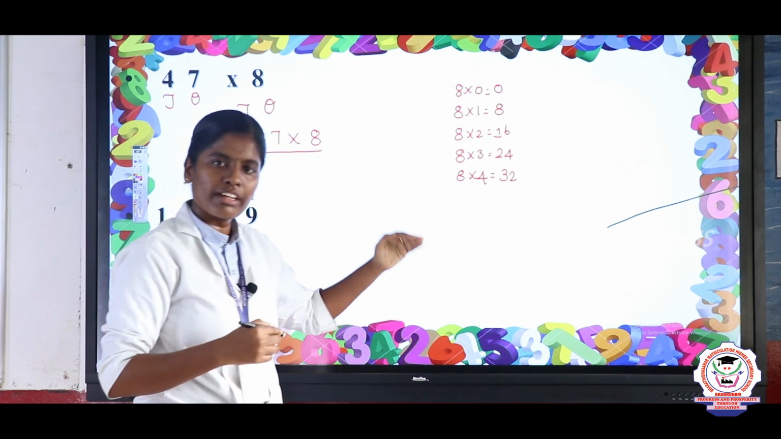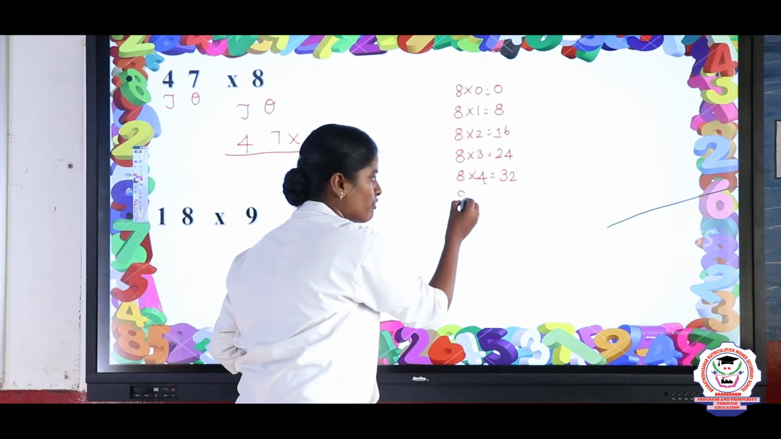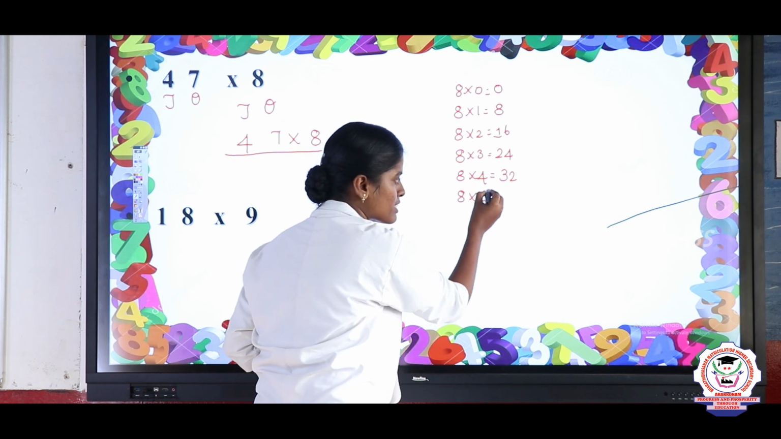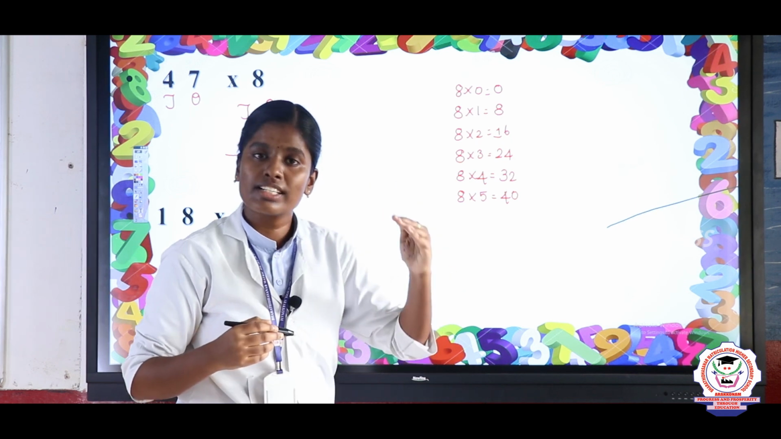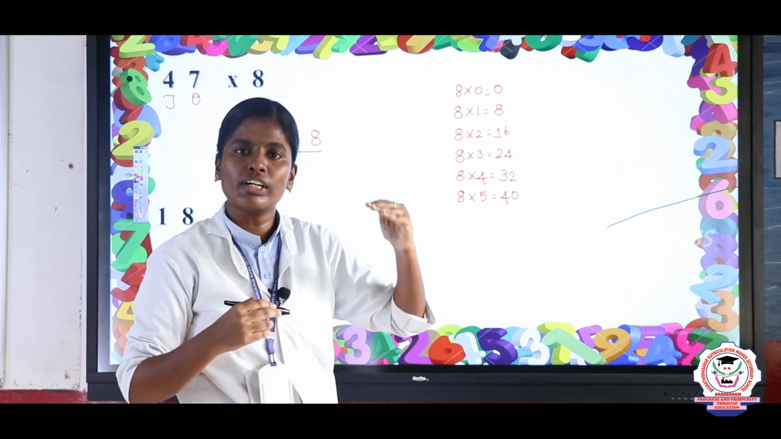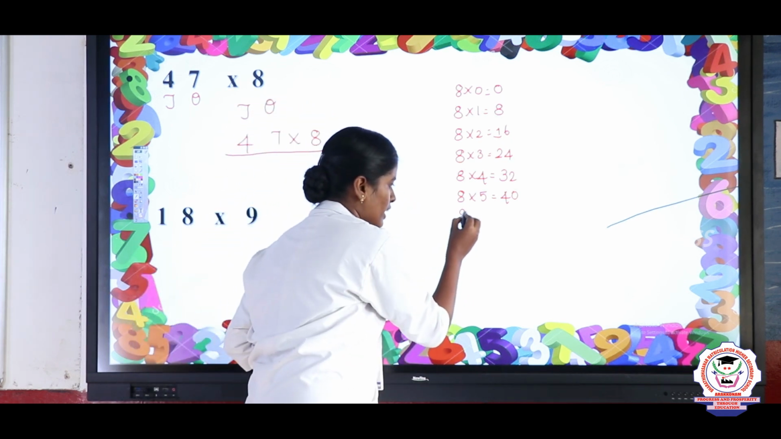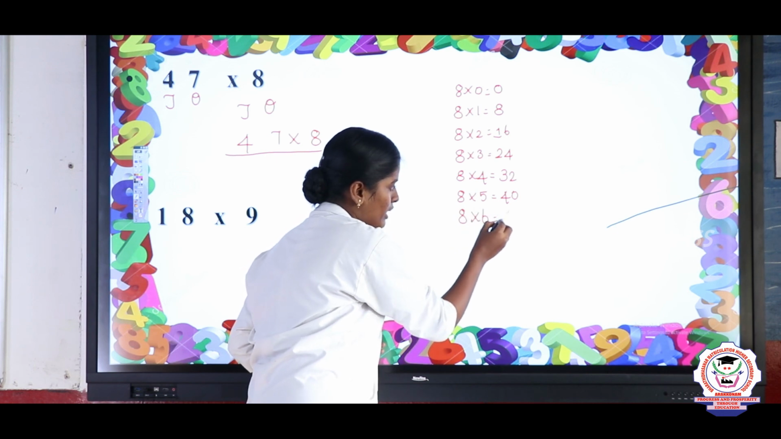So 4 after 5. 8 fives are 40. The next number is 8 sixes are. What is the answer? 8 sixes are 48. So write here 8 sixes are 48.